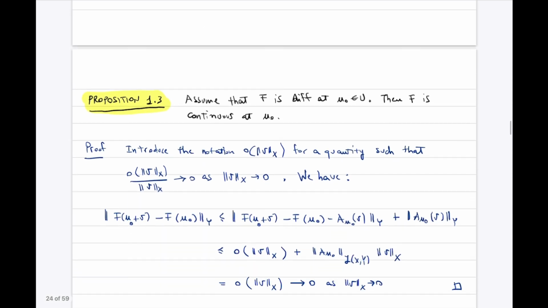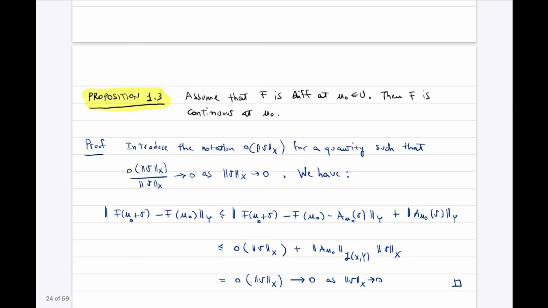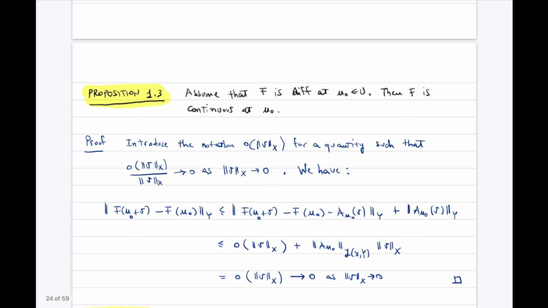Okay, so let's see this first proposition on Frechet differentiable functions. So analogously to the Euclidean case, where if you have something differentiable, then you can show that it is continuous, the same happens for the Frechet derivative. So assume that f is Frechet differentiable at some point u0 in U, then f is continuous at u0.